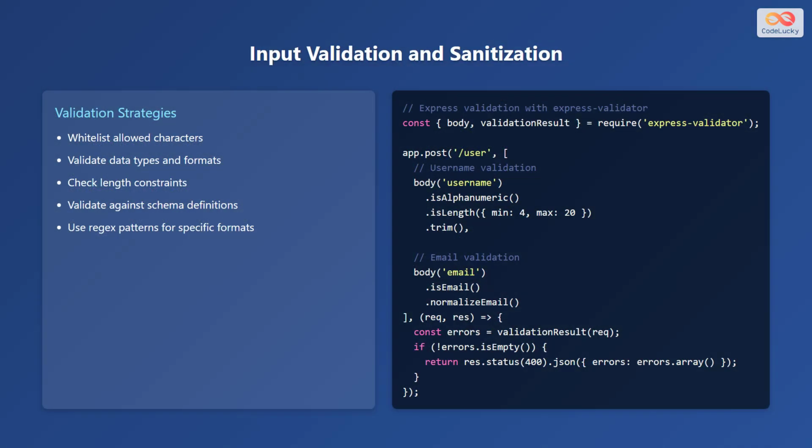Input validation and sanitization are also critical. Always validate user inputs to ensure they conform to expected formats and constraints. Whitelist allowed characters, validate data types and formats, check length constraints, validate against schema definitions, and use regular expression patterns for specific formats. This code snippet demonstrates how to use Express Validator in Node.js to validate a username and email. The username is checked to be alphanumeric and within a specific length, while the email is validated to be a valid email format and normalized.